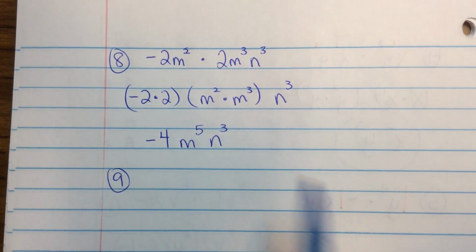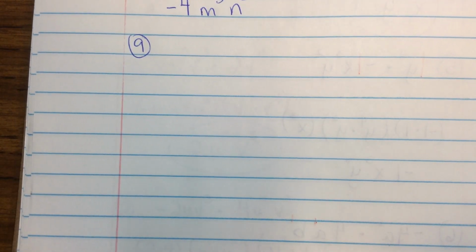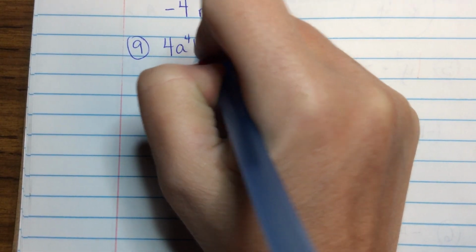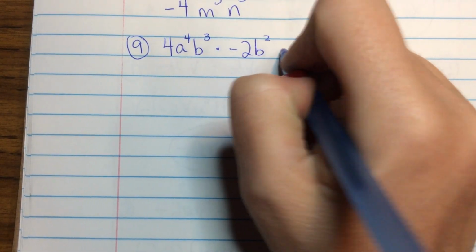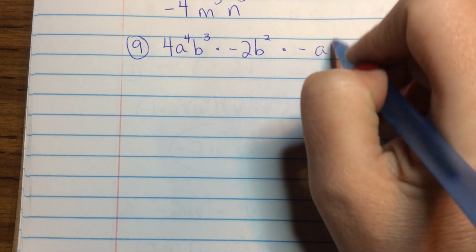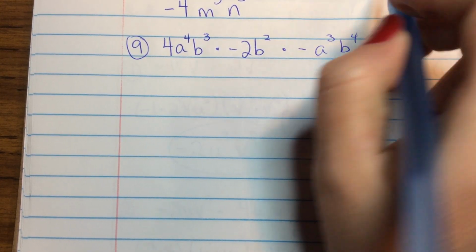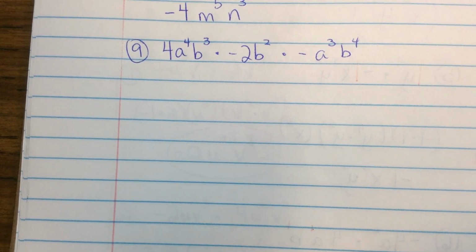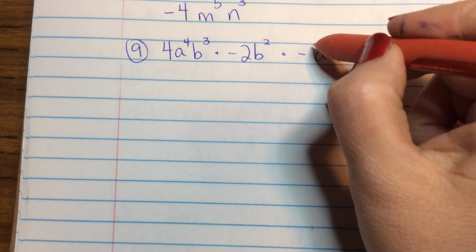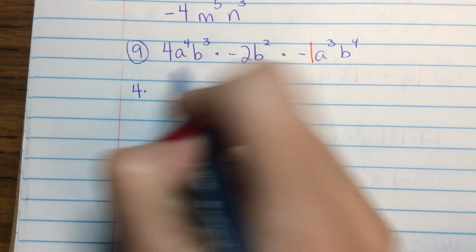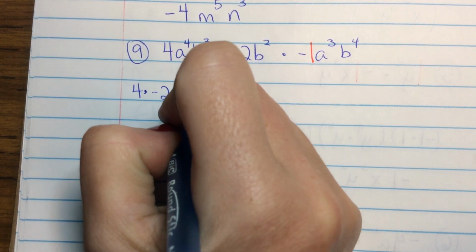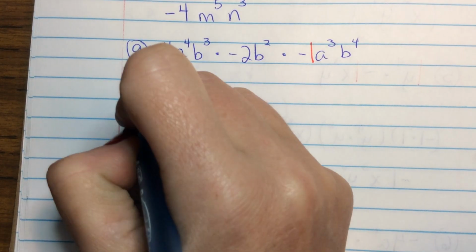Okay, number 9. We have 4 a to the 4th b cubed times negative 2 b squared times negative a to the 3rd b to the 4th. Okay, now we're starting to get a little bit more difficult. So let's fill in anything that we need. We need a negative 1 here. And it looks good. Okay, so I have 4 times negative 2 times negative 1.